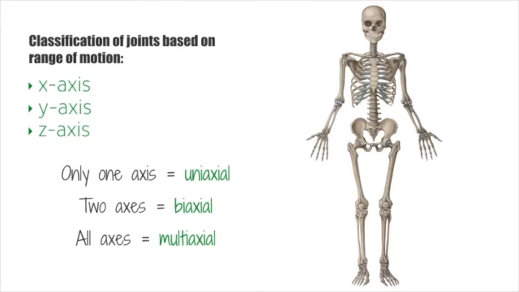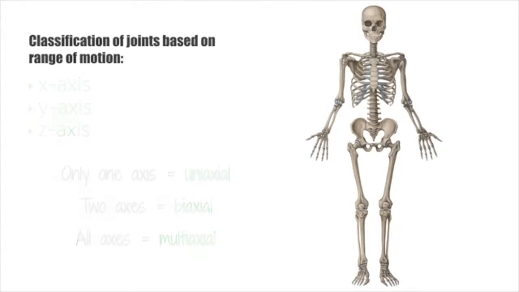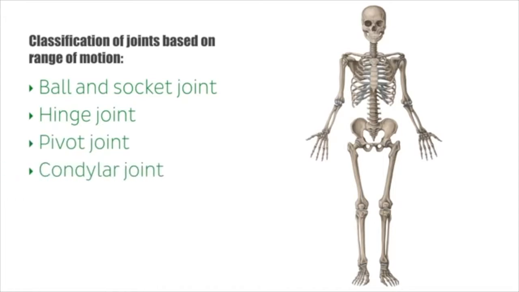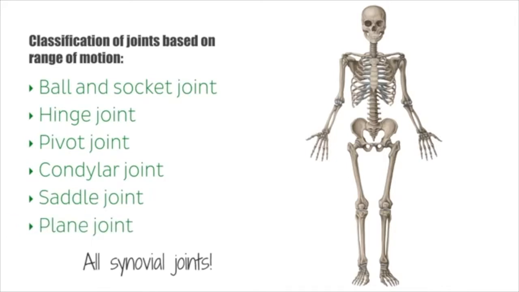There are 6 types of joints that are classified by their range of motion: the ball and socket joint, the hinge joint, the pivot joint, the condylar joint, the saddle joint, and the plane joint. Note that all these joints are synovial joints.